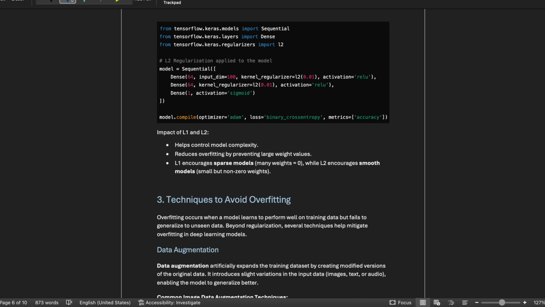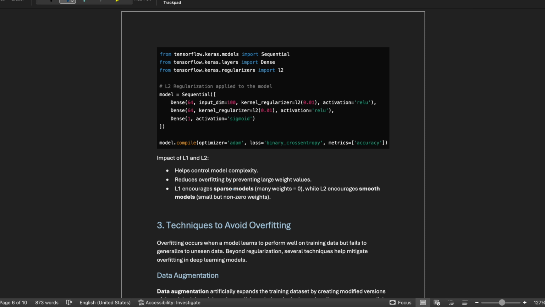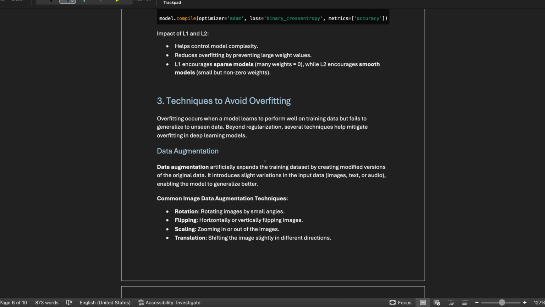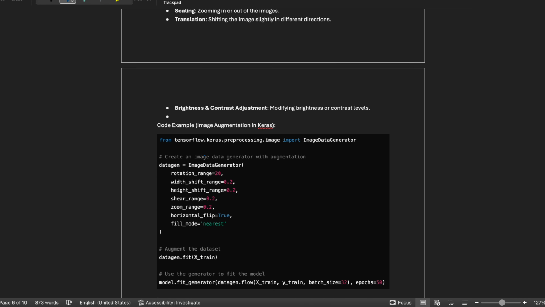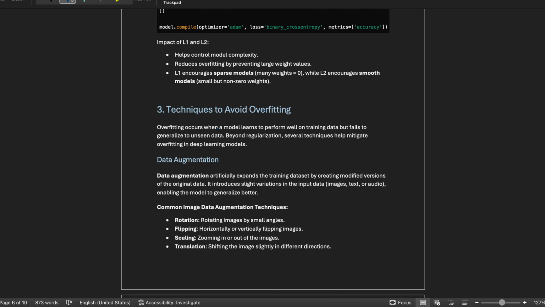So if you just try to read the same thing as written, it will reduce overfitting by preventing large weight values and will increase fast models, while to increase smooth models. Techniques to avoid overfitting, this I already told you, that we can just increase the number of data and apply data augmentation. Overfitting occurs when a model learns to perform well on trained data but fails to generalize to unseen data. Beyond regularization, there are several techniques that help mitigate overfitting, in detail.